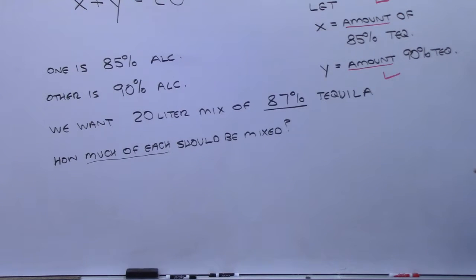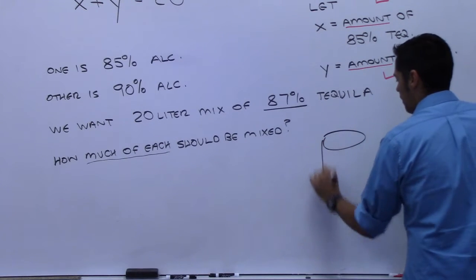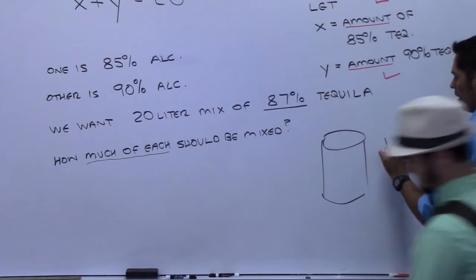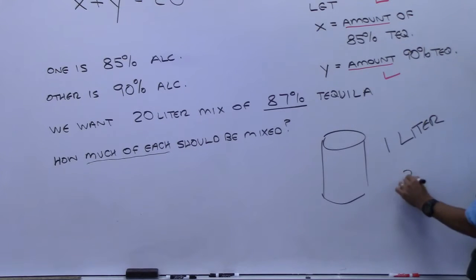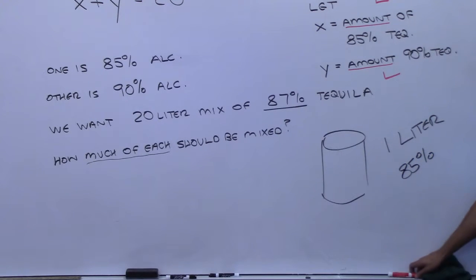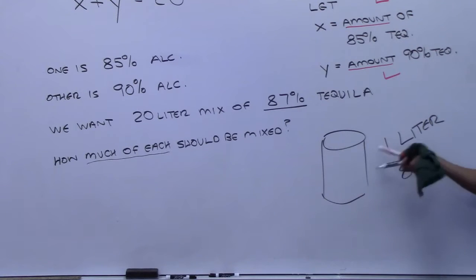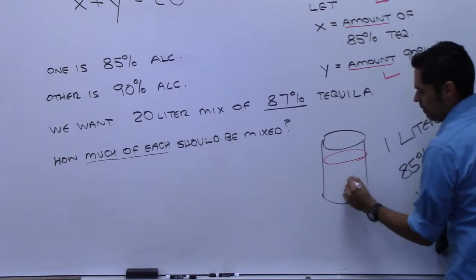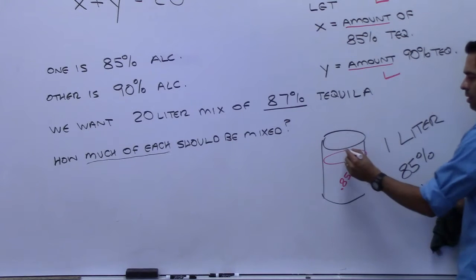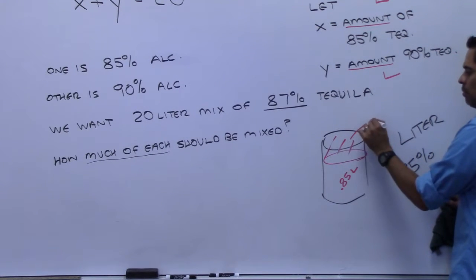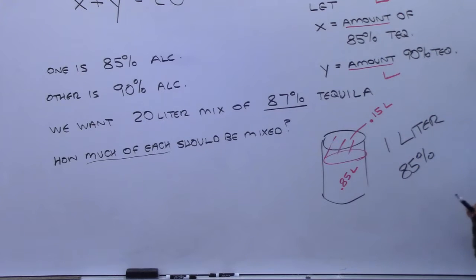Let me do it this way. Let's say that we have 1 liter here. All right, there's 1 liter of alcohol. And let's say that this is the 85% mixture. That means that 85% of that 1 liter is alcohol, right? And the other part is water. So if you look at it and measure it, you have 85%, so 0.85 liters is alcohol. The rest of this up here, which would be 0.15 liters, is water. Understand? Yes.